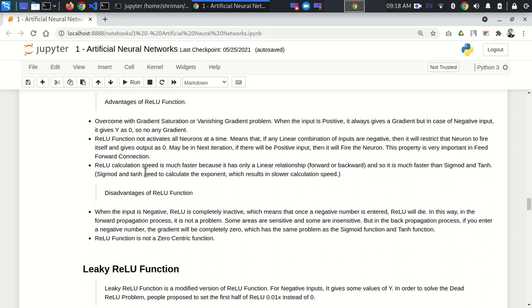Now, disadvantages of the ReLU function. When the input is negative, ReLU is completely inactive, which means that once a negative number is entered, ReLU will die. In the forward propagation process, it is not a problem, though some areas are sensitive and some are insensitive. But in the back propagation process, if you enter a negative number, the gradient will be completely zero, which is the same problem as the sigmoid and tanh functions. So I think this dying problem is a kind of headache for us. And the ReLU function is again not a zero centric function. So these are the cons we get in a ReLU function.